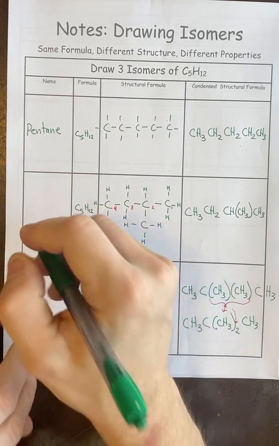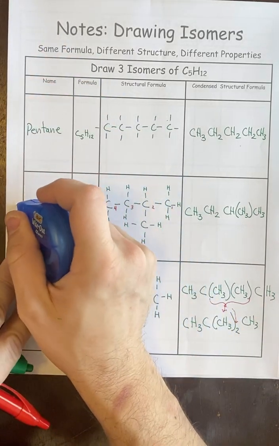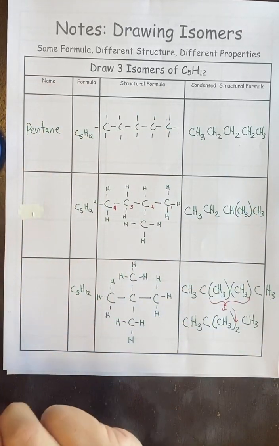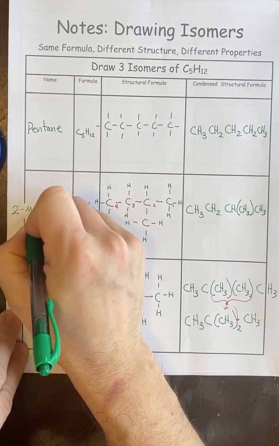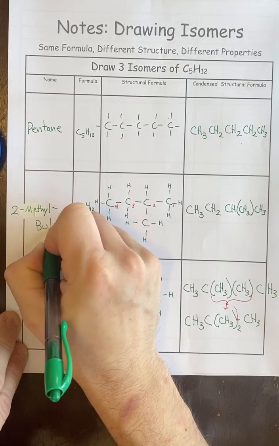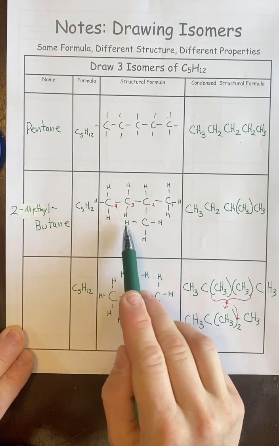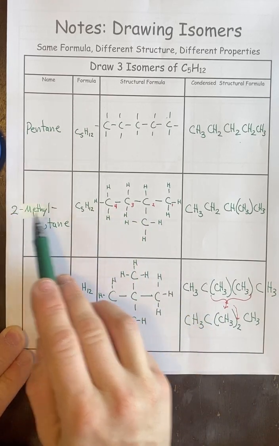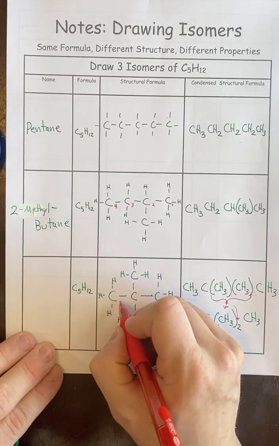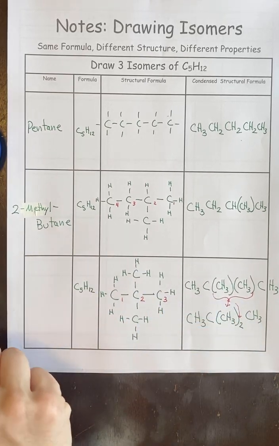So this is called 2, why did I write a C? Let's fix that. This is called 2-methylbutane, because it has a methyl group, a group of 1 carbon in length, on carbon 2 of the main butane chain. And then this one, it doesn't matter if I number it this way, 1, 2, 3, or if I number it this way, 1, 2, 3, the branches are on carbon 2 either way.